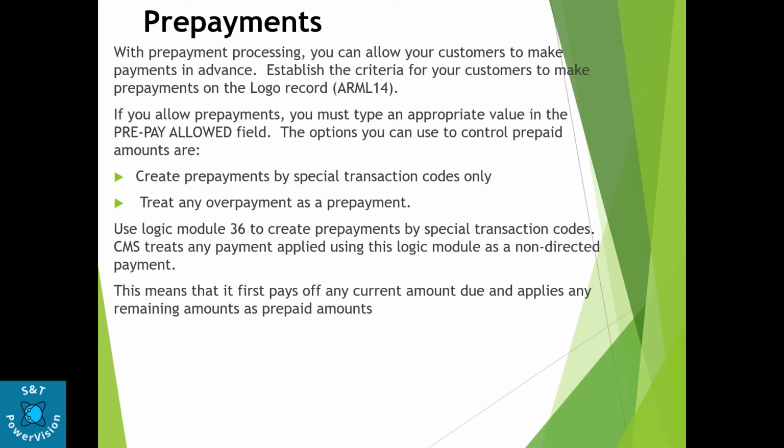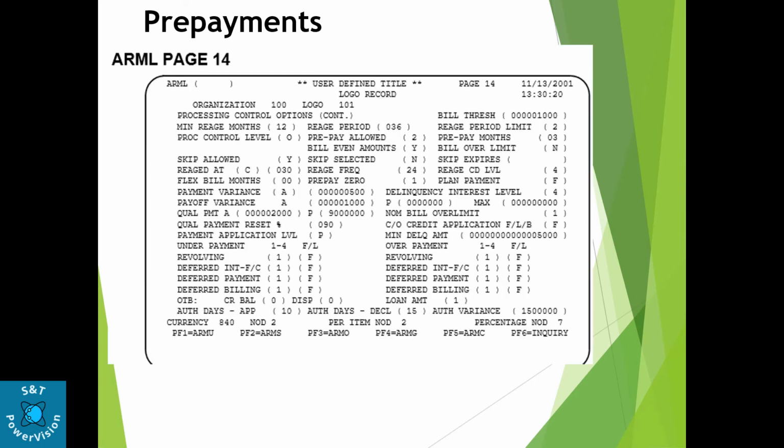CMS treats any payment applied using the logic module as a non-directed payment. This means that it first pays off any current due and applies any remaining amount as prepaid amount. So this is the parameter here, ARML page 14, prepay allowed.